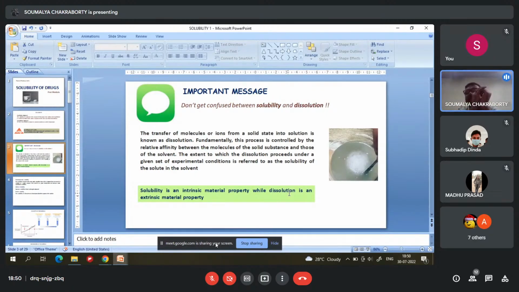So the affinity in between, maybe driven by some chemical interactions, maybe hydrogen bonding or van der Waals force of interaction, or maybe London force, will basically define the rate at which the solute will come into the solvent. Okay, then that will define the affinity. The extent to which the dissolution proceeds under a given set of experimental conditions is referred to as the solubility of the solute in the solvent.